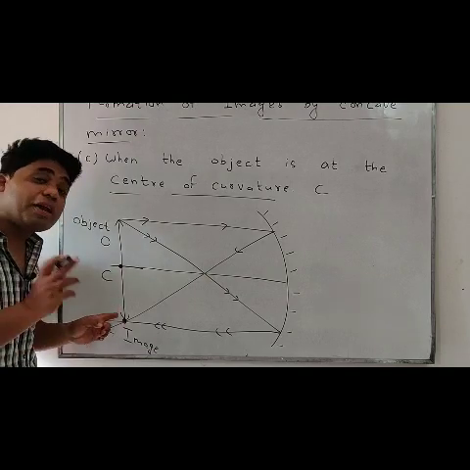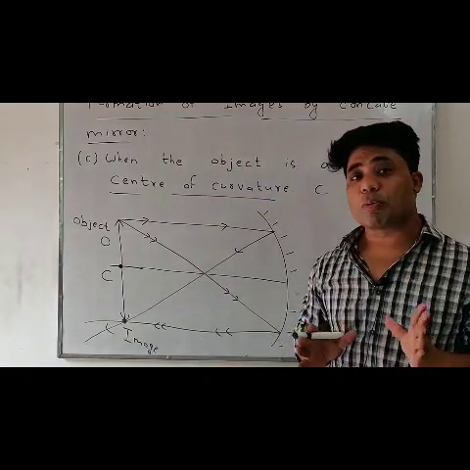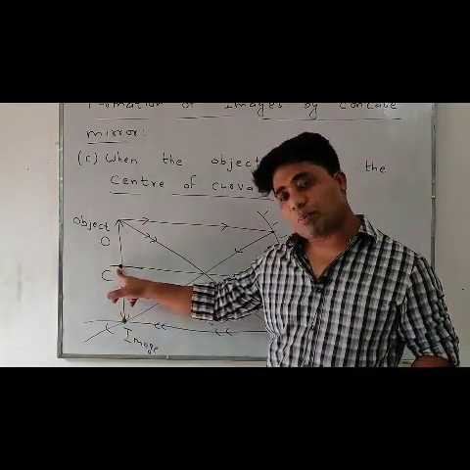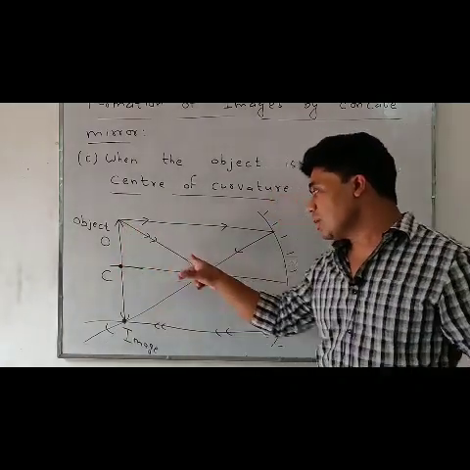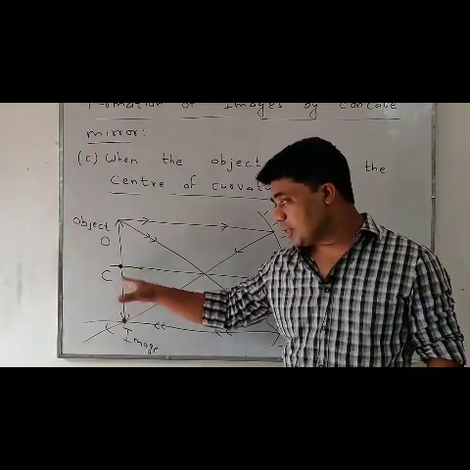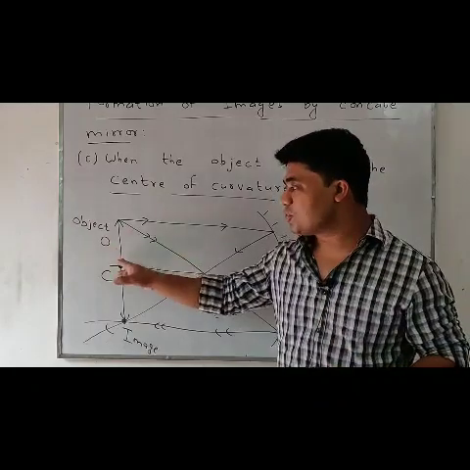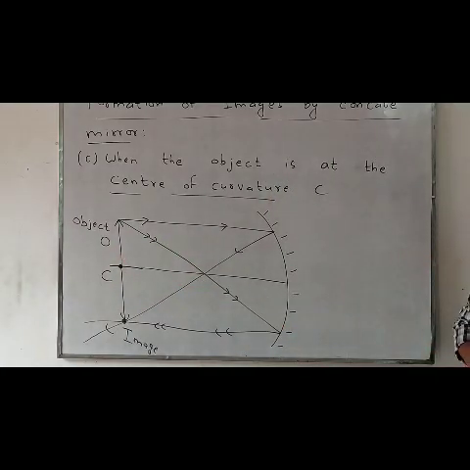It is real, inverted and equal in size to the object. That is an important portion. The object and image will be at the same point if the object is placed at the center of curvature. In that condition, the image will also be obtained at the center of curvature. It is real, inverted and equal in size to the object. Okay students, this will be our third condition.